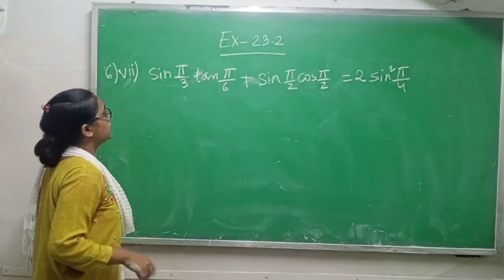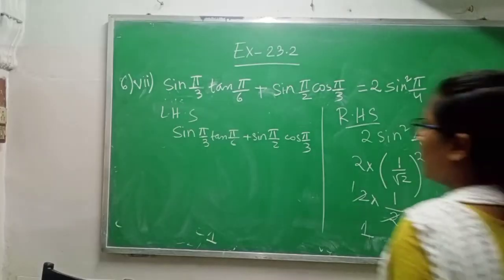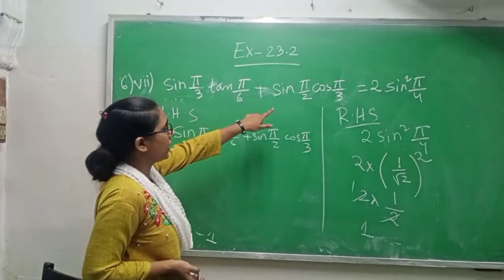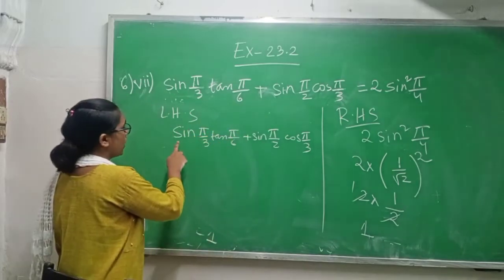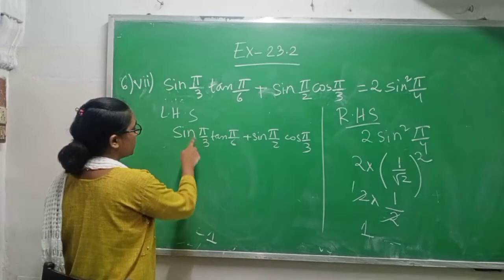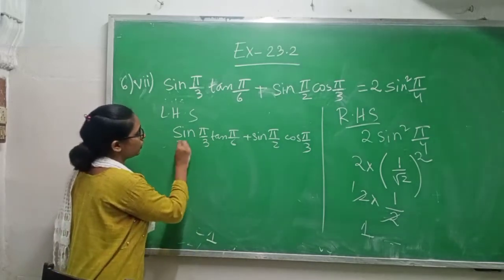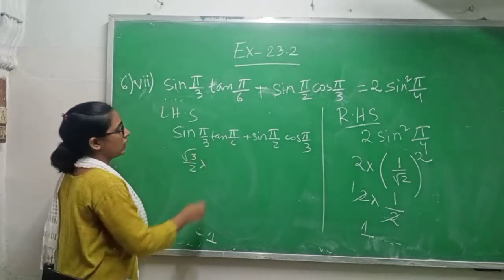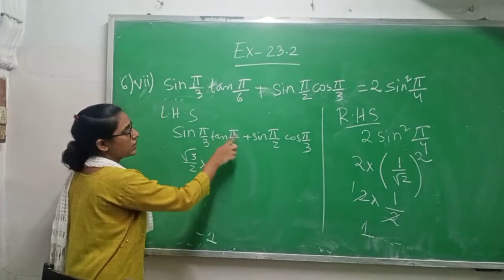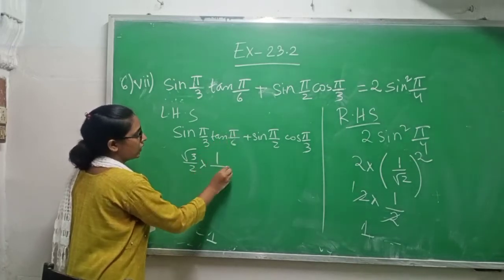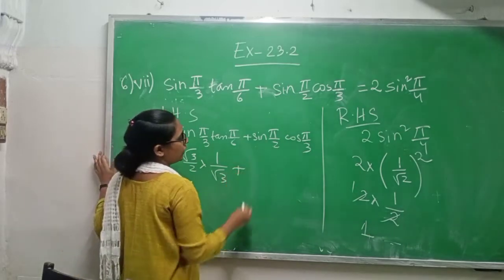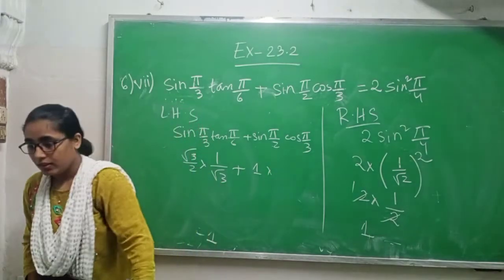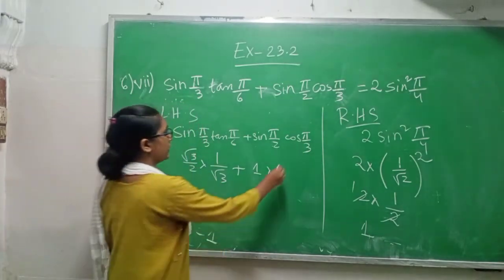Now sin pi by 3. See class 10, 6, 7. It is written sin pi by 3 tan pi by 6 plus sin pi by 2 cos pi by 3. So in LHS you have sin pi by 3 tan pi by 6. Sin pi by 3 means sin 60 degree. It means what is the value of sin 60 degree? Root 3 by 2. Tan pi by 6 means 30 degree. It means tan 30 degree is 1 by root 3. Sin pi by 2 means 90 degree, value is 1. And cos pi by 3 means 60 degree, value is half. Okay? So you will write here half.